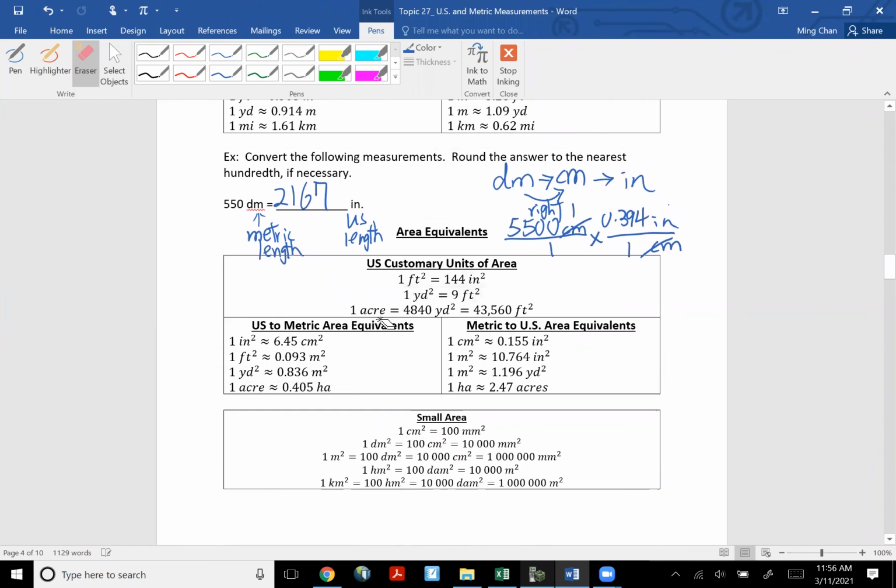So here you got your US areas. Here you have US to metric areas. So that means this side is all US areas converting to metric areas. The right side here is starting with metric areas, converting to what? Converting to US areas. Here are your small areas. This is the same table as the one above.